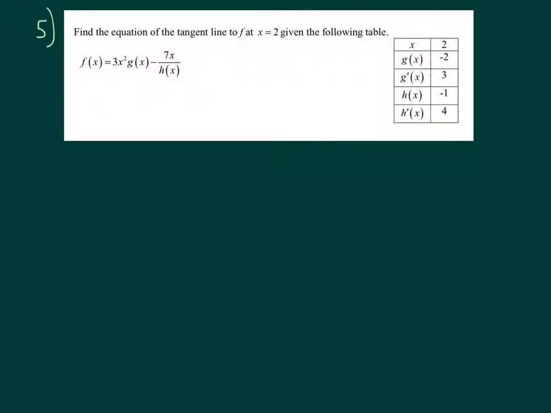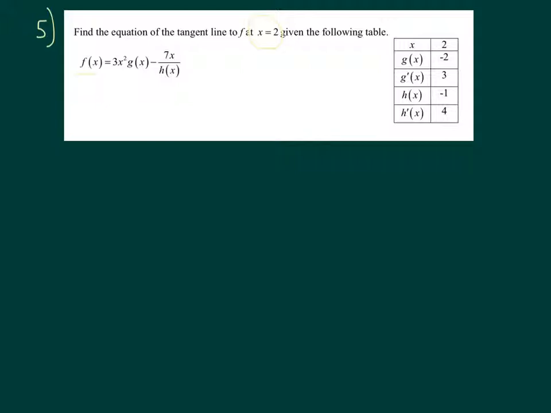All right, so taking a look at this last question, you're asked to find the equation of another tangent line, the tangent line to f of x at x equals 2. So we're given our x value once again. Given the following table, we need this table because our function f of x is in terms of x, but also in terms of g of x and h of x. So this is another one of those problems with some symbolic differentiation that we have to do.